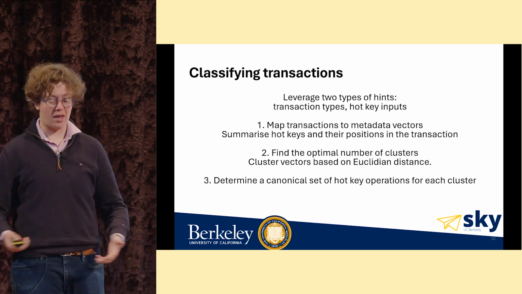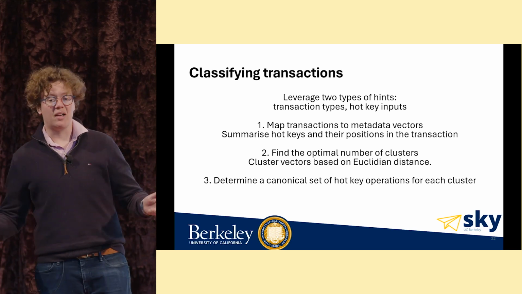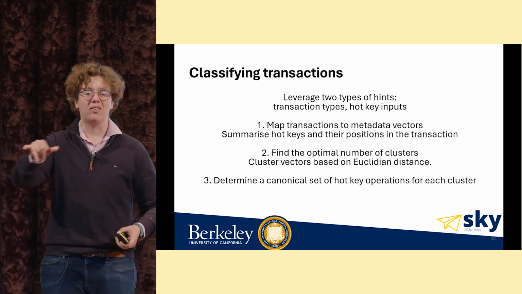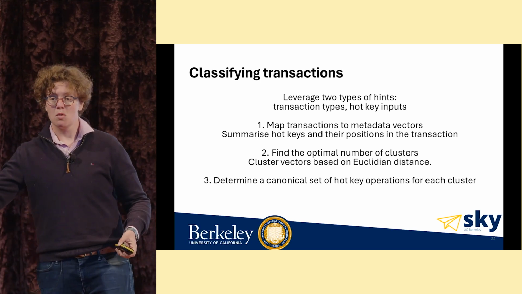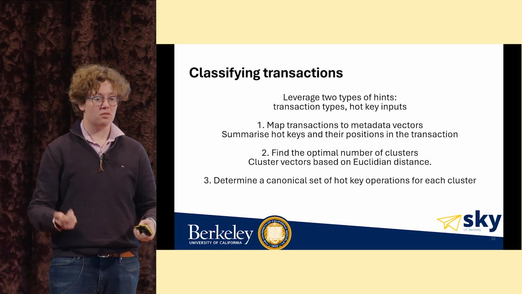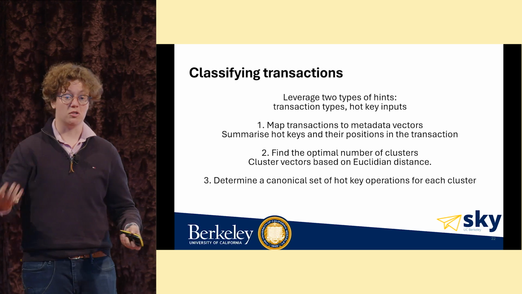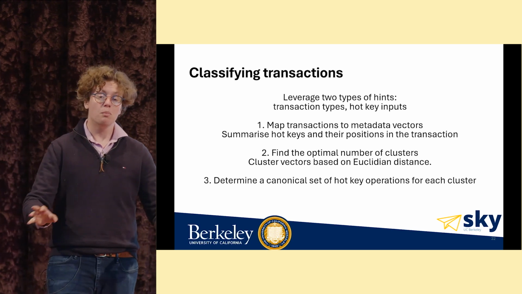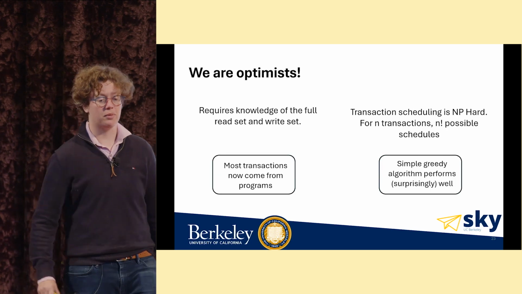So basically we're saying, hey, in reality, your workload has maybe 10 clusters that all access these hotkeys. So when a new transaction comes in, we can just use that classifier to predict what hotkeys it's going to access based on which cluster it falls in. It's not perfect, but it works quite well. So that's the first step.